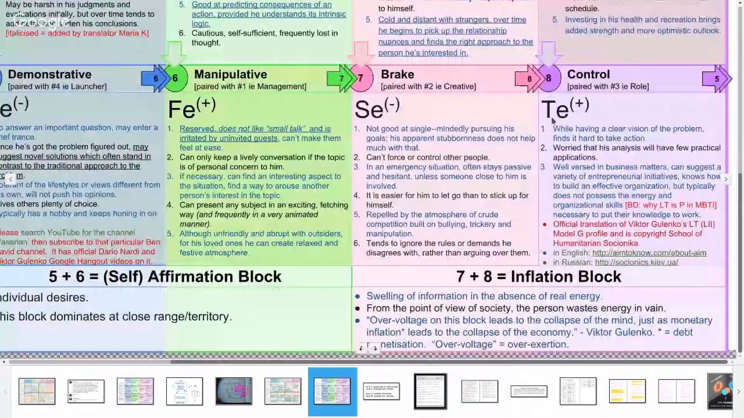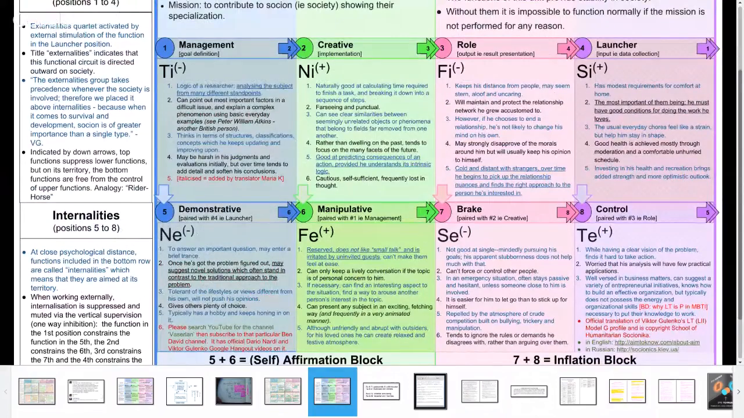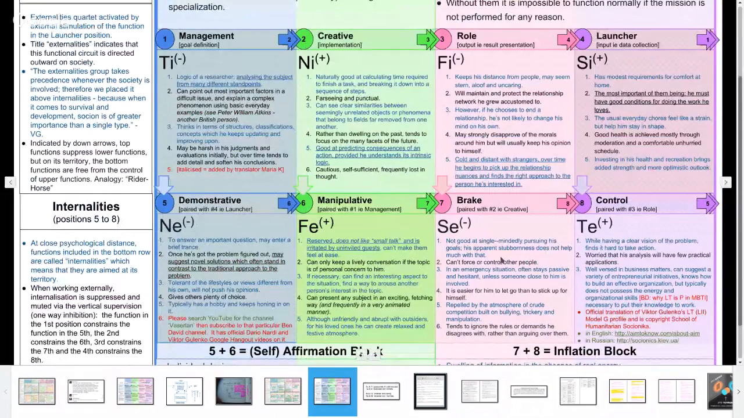Right. Remember that what we said there about the SE break? Not good at single-mindedly pursuing his goals. Especially when you start having loads of ideas with the NE minus and are too busy analyzing things and doing transcontextual thinking to actually implement stuff. And what did Keirsey say? It requires an efficient support staff.